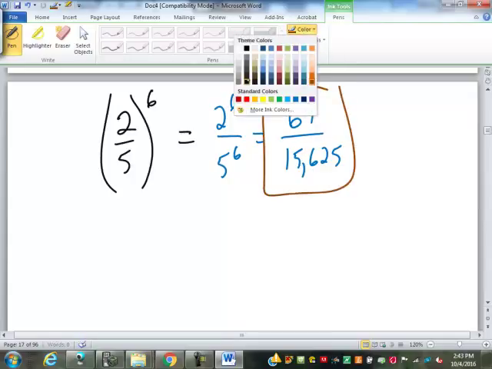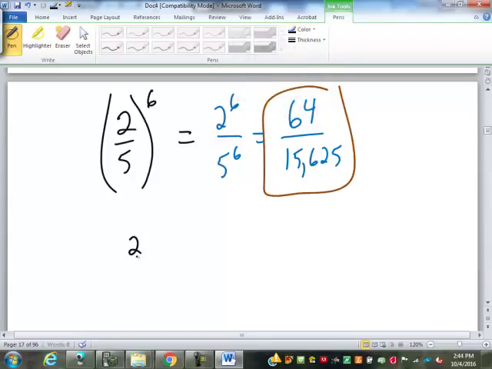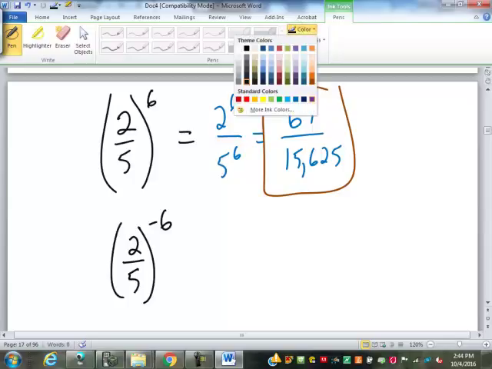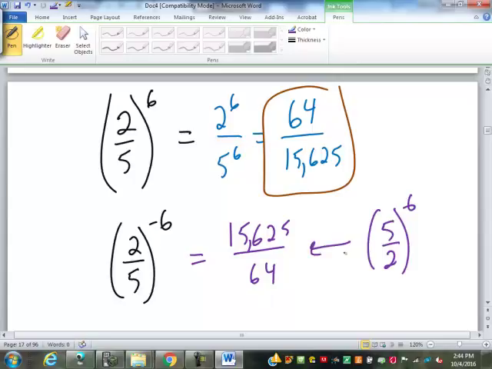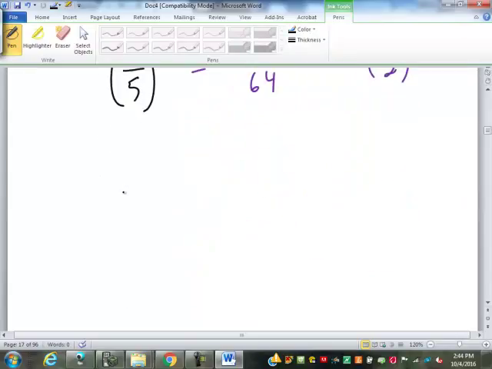So now, what if I had 2/5 to the power of -6? There you go, just reciprocal. 15,625 over 64. Or it'd be 5/2 to the power of 6. Oh, the fraction's negative? Oh, good point.